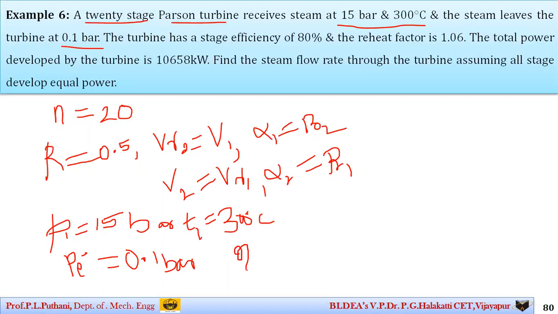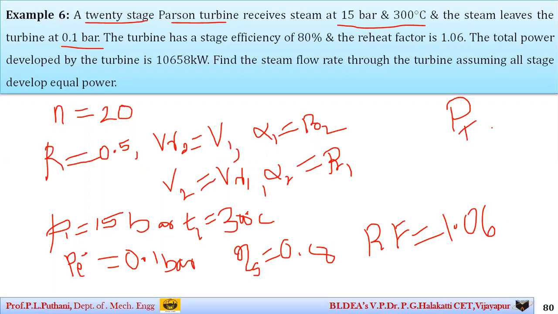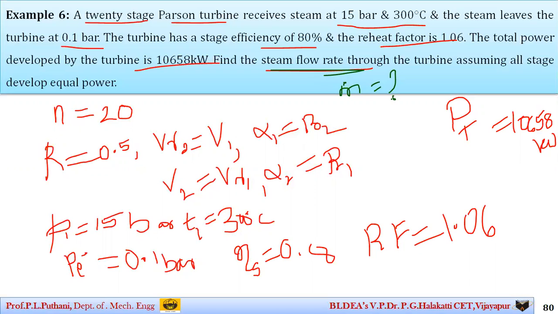Then he has said the stage efficiency, eta S, is 80%, that is 0.8. He has given the reheat factor value, RF is equal to 1.06. The total power developed by the turbine, PT, is 10,658 kilowatt. He has asked us to find the steam flow rate, that is m dot, assuming all the stages have developed equal power.